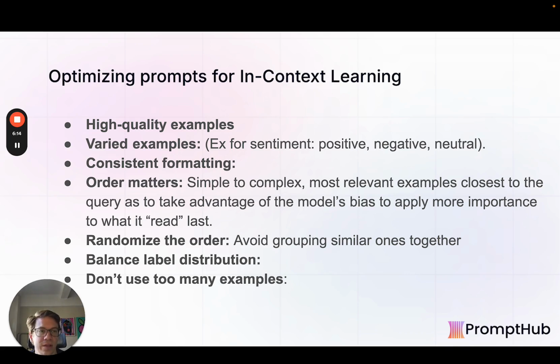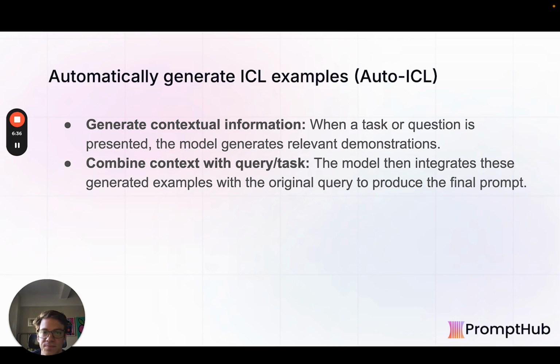Randomize the order. If we're doing sentiment analysis and we have 8 examples, don't have all the positives and then all the negatives. You want to stagger them. You want to have a balanced distribution. Again, if we have 8 examples, we don't want 7 positives and 1 negative. This will bias the model to probably produce more positives. And then don't use too many examples, as we said before.